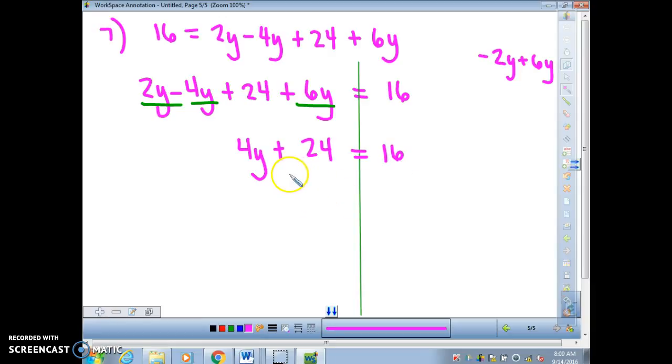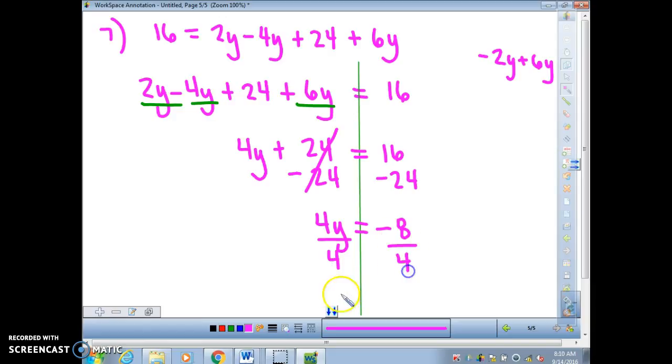Okay, so now I'm going to subtract 24 from each side. Okay, signs are different. Subtract, keep the sign of the larger number. We get a negative 8. And then we're going to divide by 4 on each side. So y is negative 2. Okay?